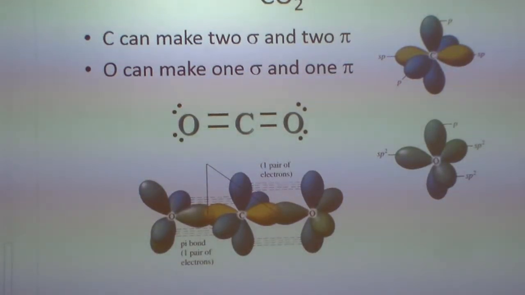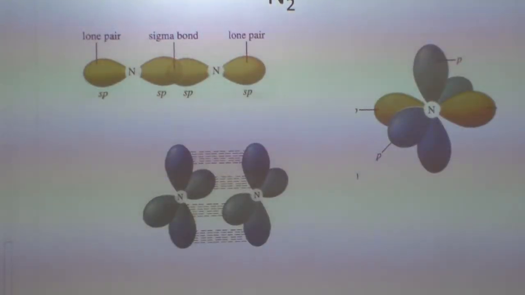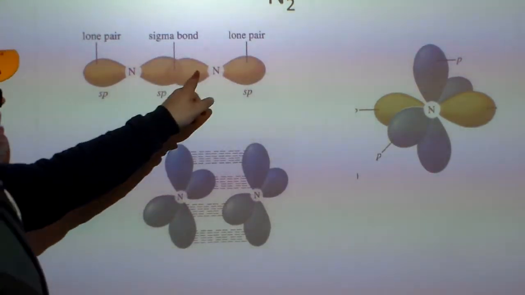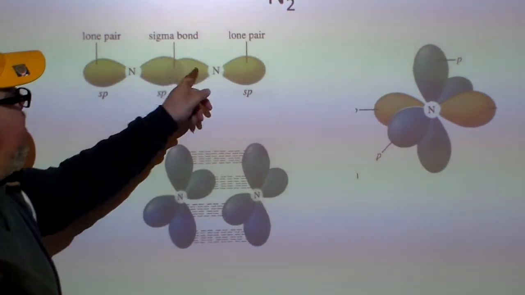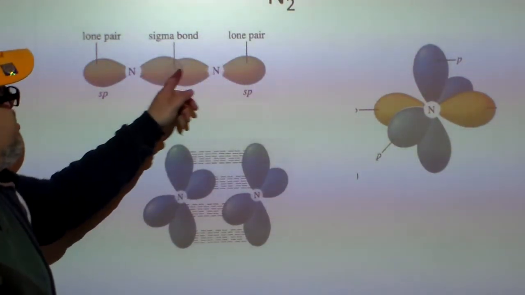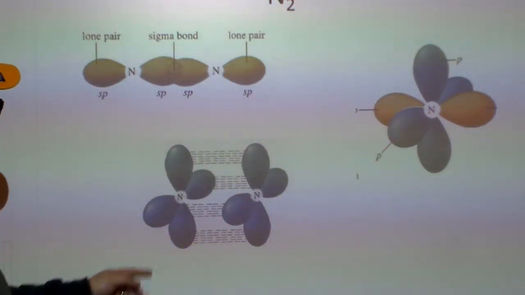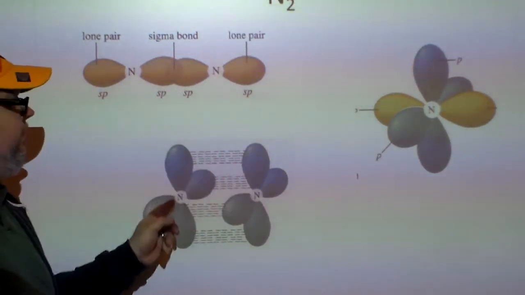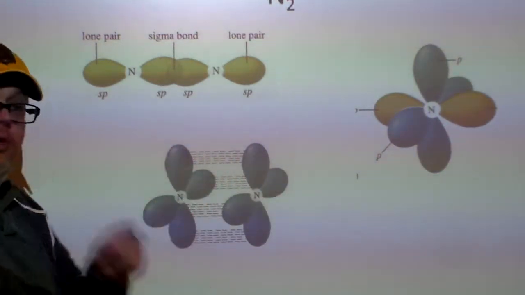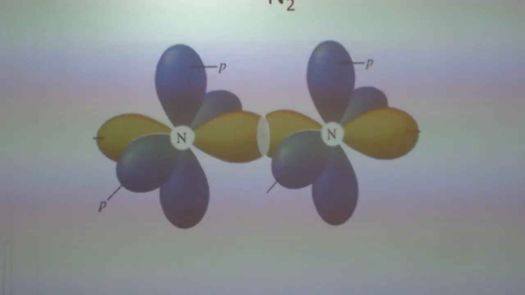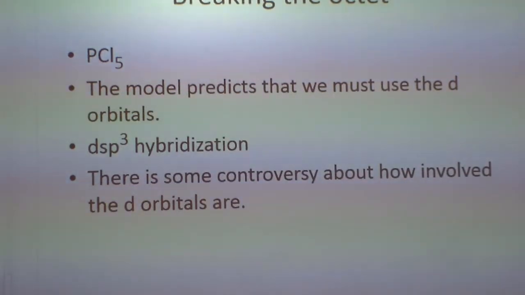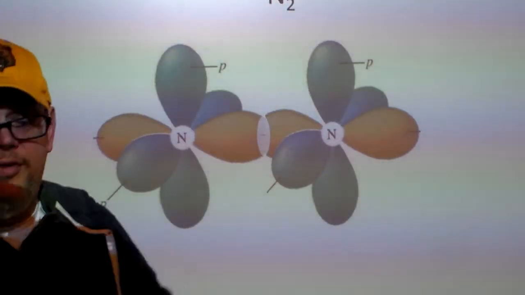Okay, and N2, we're going to move on here. So N2, it's a triple bond where you're going to have an sp hybridization, and here you have a sigma bond. You have a lone pair here and a lone pair there, and then you have your p orbitals, which again, if you look here and here, they're going to form your triple bond, and that's what it would look like. That's how we see the nitrogen molecule, which, remember, makes up most of the air that we breathe.